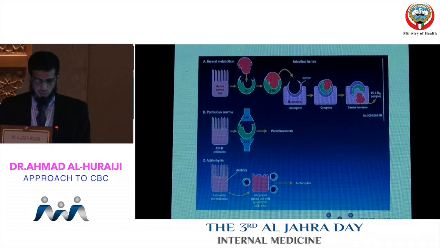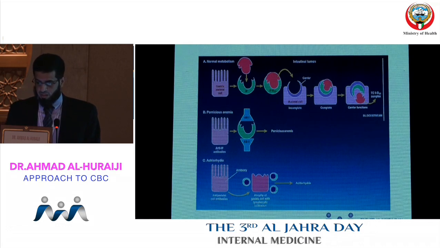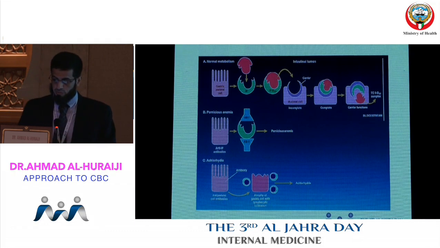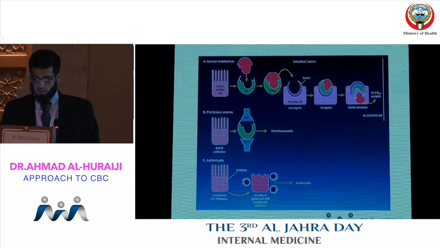And this is the normal metabolism of B12. Here, the intrinsic factor gets secreted by the gastric parietal cells and binds to the B12, and in the intestinal lumen gets absorbed into the bloodstream. If you have a pernicious anemia, you have an intrinsic factor antibody that inhibits the binding to B12, while in atrophic gastritis, you may have loss of intrinsic factor, therefore you don't have a carrier for the B12 into the bloodstream.